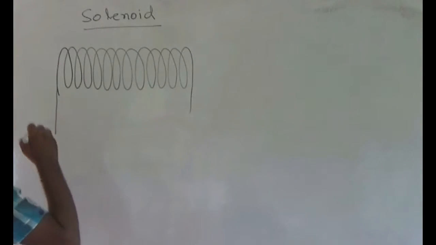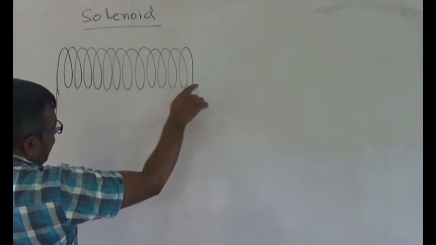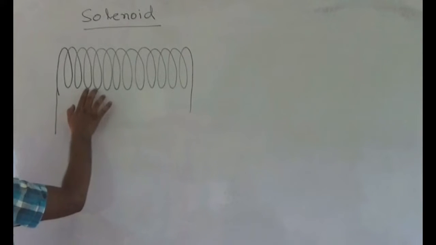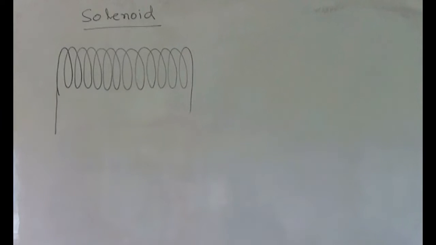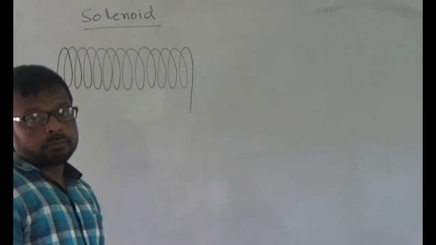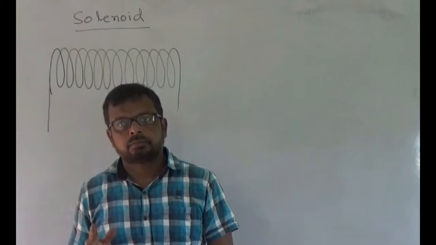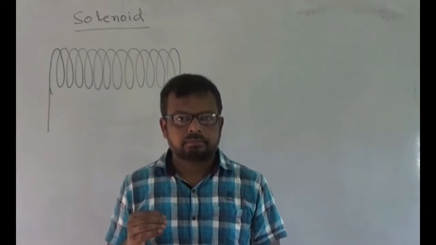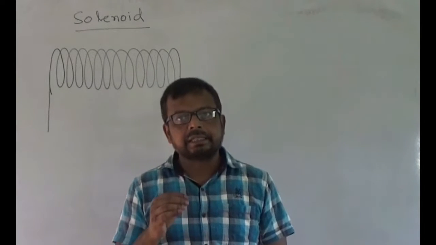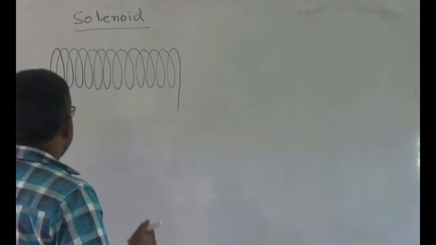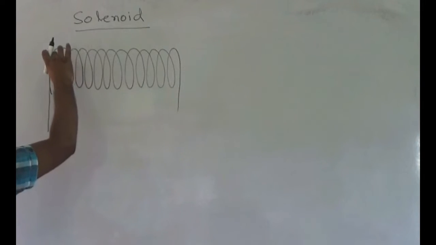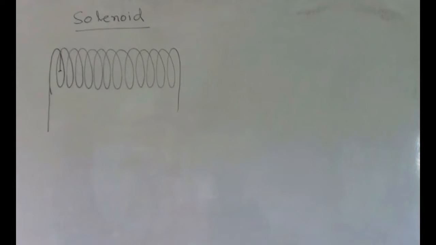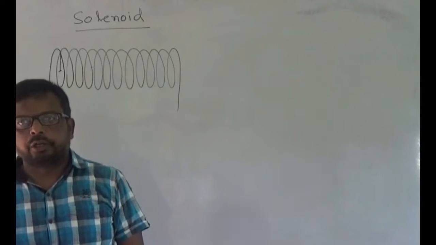This is a solenoid. This is an enamel wire, that is, insulated wire, and two neighboring turns are very closely spaced, so that you can assume each turn as a circular loop. And by long solenoid, we mean that the length of the solenoid is large compared to its radius. If this is the radius, then compared to this radius, the length of the solenoid is very large. Then we can say the solenoid is a long solenoid.